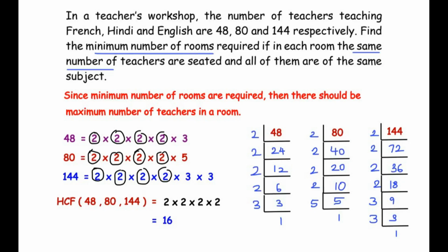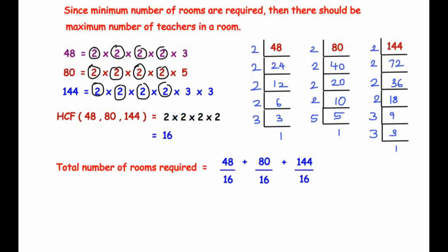Now once we have got the HCF, to find out the total number of rooms that we require, we have to divide each of the given numbers by the HCF. So let us write here: the number of French teachers divided by the HCF plus the number of Hindi teachers divided by the HCF plus the number of English teachers divided by the HCF.